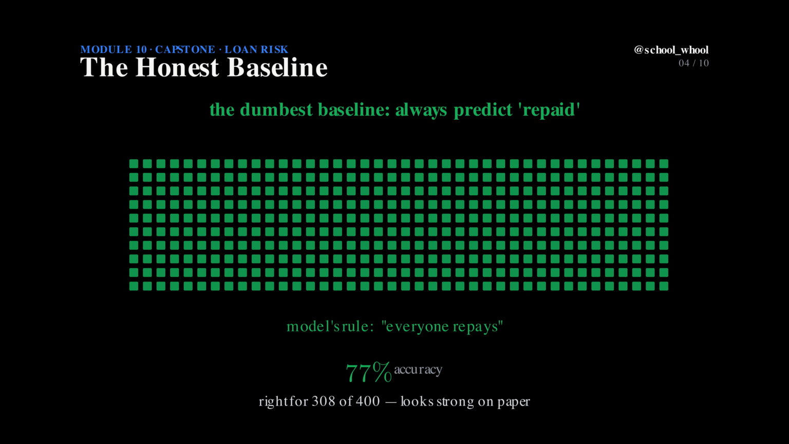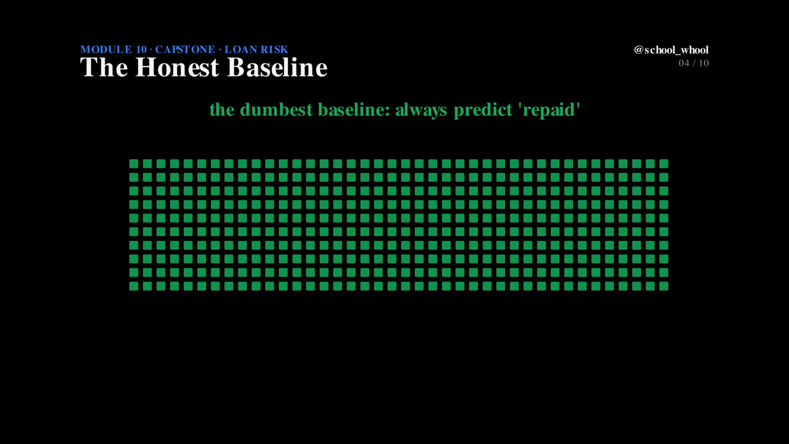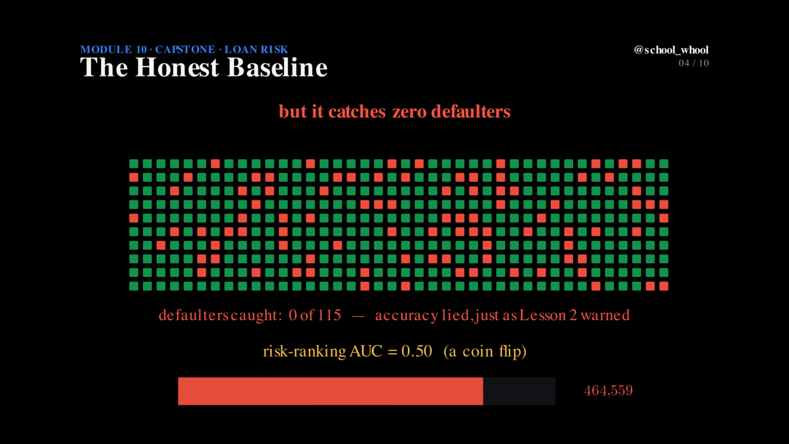But look closer. By always saying repaid, this model catches 0 of the 115 defaulters. Not one. Its ability to rank risk is no better than a coin flip, an AUC of exactly 0.5. And by approving everyone, it loses the full $575,000. 77% accuracy, and useless. This is exactly why, back in Lesson 2, we threw accuracy out.